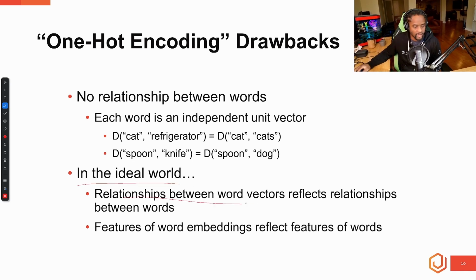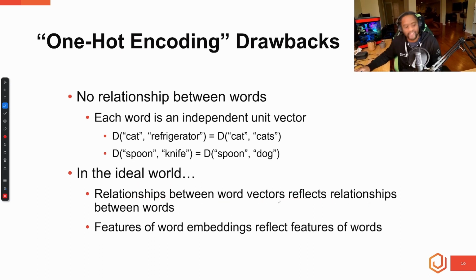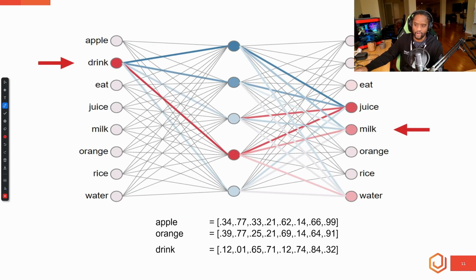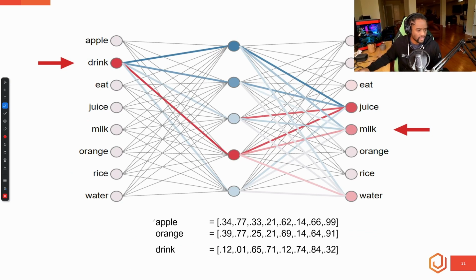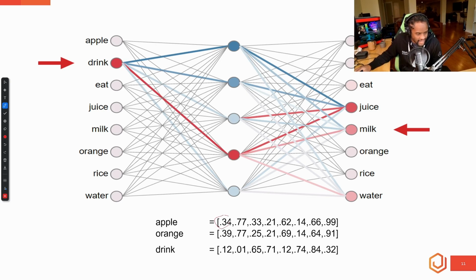So in the ideal world, you want relationships between word vectors to reflect relationships between words. Features of word embeddings reflect features of the words. Okay, cool. We want something like this, right? We want your encodings to not have to be as big as the vocabulary space. So we'd like arbitrary length vectors to represent words because we can take advantage of real numbers.